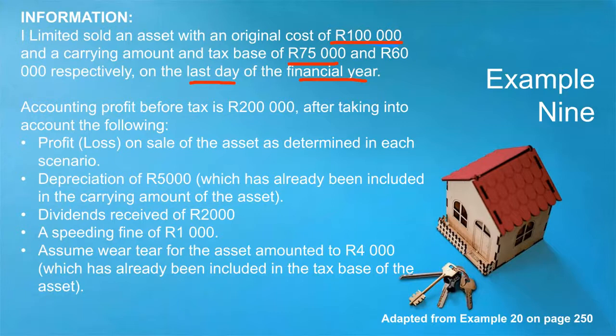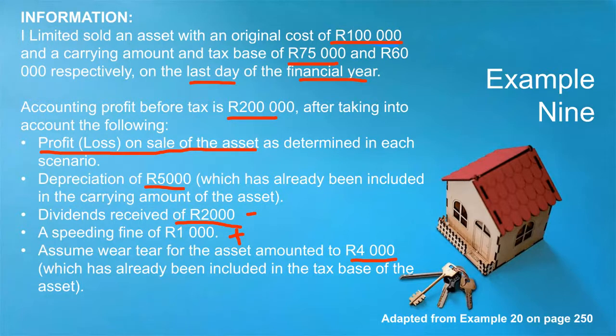Now it says the accounting profit is 200,000 rand. The following was already taken into account: the disposal of the asset, and depreciation, which is already in this 75,000. They also took into account dividends received. Now we know that we're going to subtract the dividends received. We're going to add back the speeding fine, and then we assume that the wear and tear for the current year is 4,000 rand, and it has already been included in the 60,000 rand.